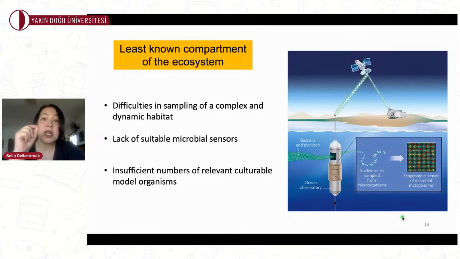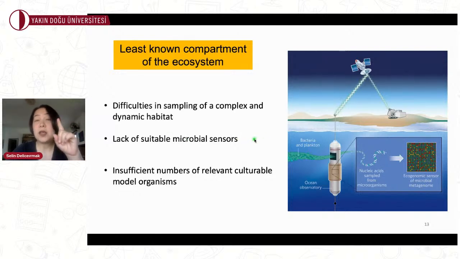It's basically because it's really difficult to sample them, because they have a really complex and dynamic habitat. We don't have a suitable microbial sensor. Sampling is hard. What you see here in the picture is my green sensor. Maybe 20 years later I might have one, but we don't have such a sensor that we can sample with and then gain the data from them in a short time.